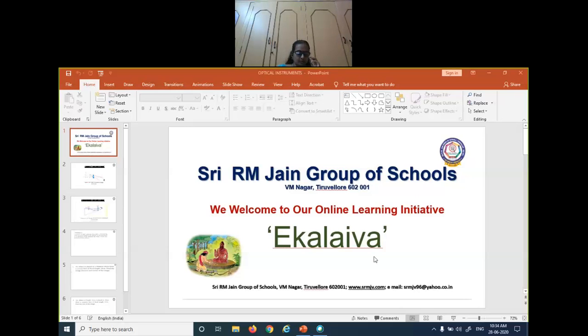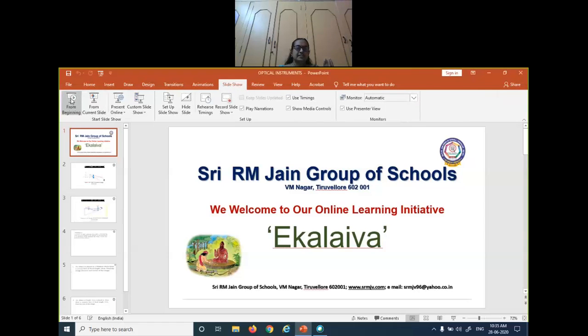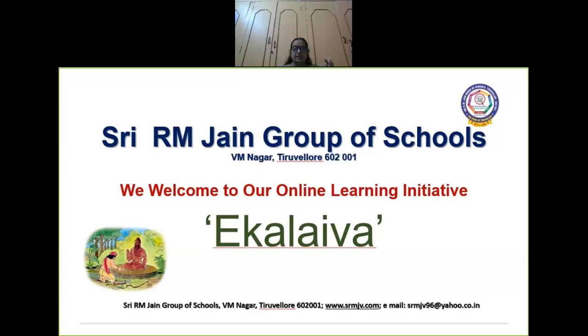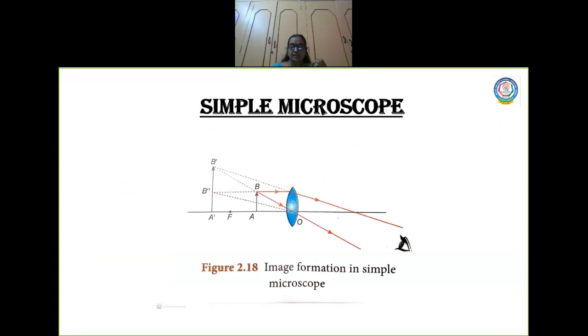Okay, so we are going to learn about two microscopes here. One is the simple microscope, the other one is the compound microscope. Now all these microscopes involve the usage of lenses. Since we talked about lenses, where are these lenses used? The main use of a lens is in the microscope. Okay, so let us start with the simple microscope.